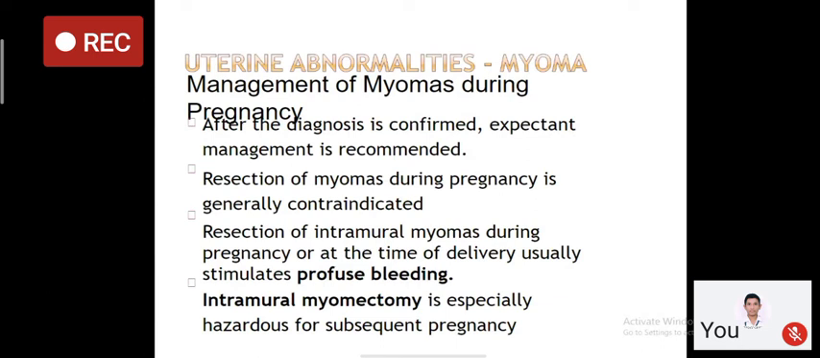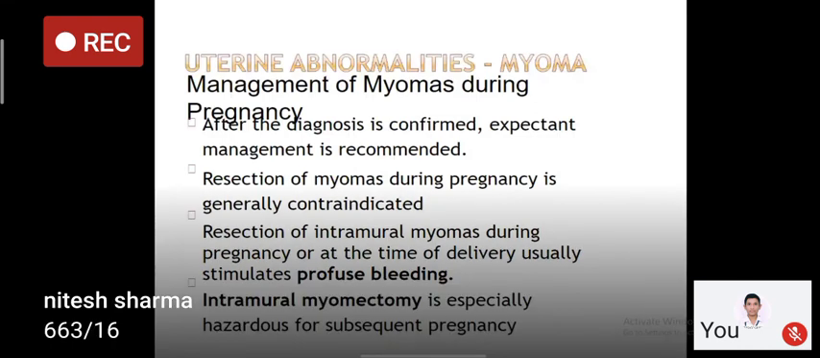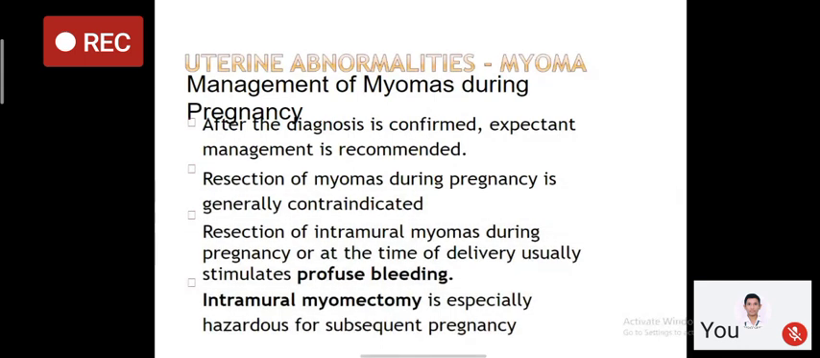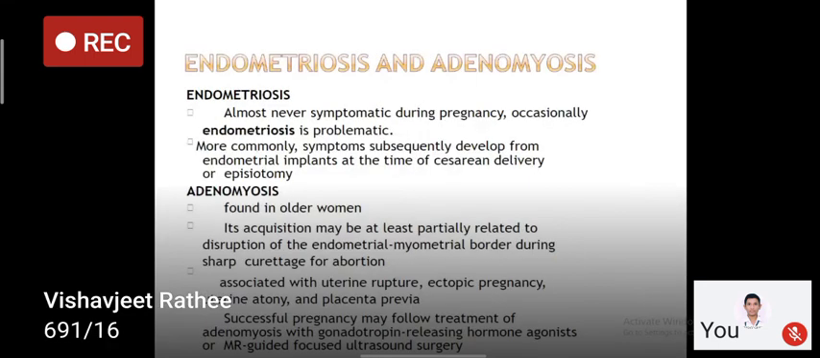So never attempt myomectomy during the cesarean unless it is indicated or it is in the lower uterine segment. Even in our hospital, we are not doing the lower segment cesarean section when the myoma is at the lower segment site. We used to do a classical cesarean section. Intramural myomectomy is especially hazardous for subsequent pregnancy because that could lead to scar rupture.